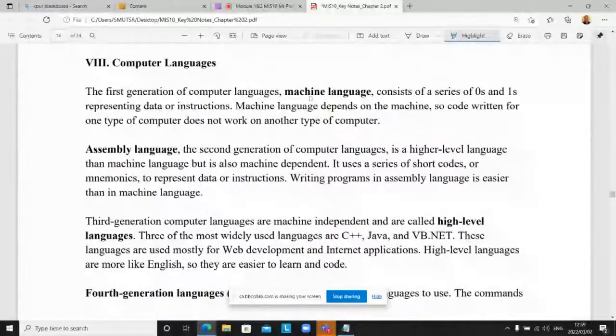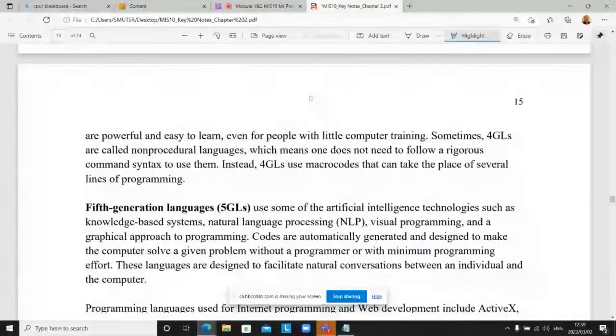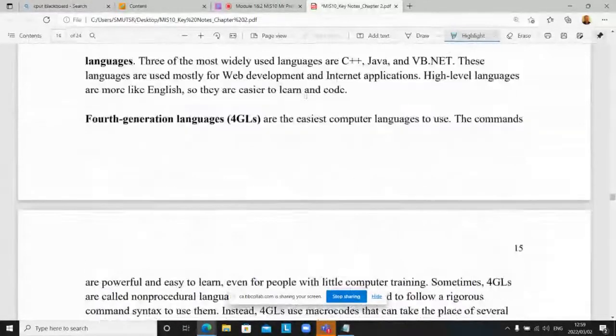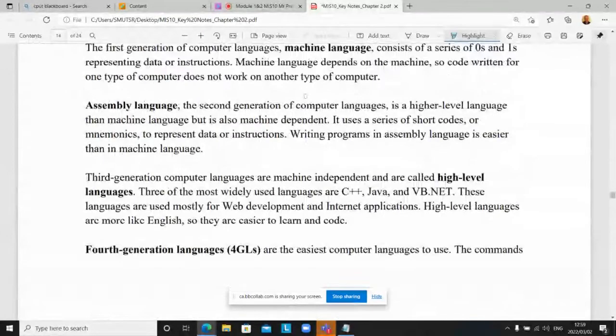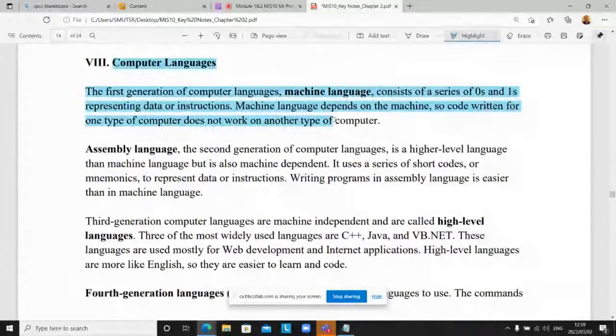Computer languages. I think what I want to know about this is also quite advanced. I want to know the generations of languages. Yeah, 5th generations, 5GLs, 4GLs, 2GLs. Okay. I'm going to highlight this whole thing and then I'm going to talk.